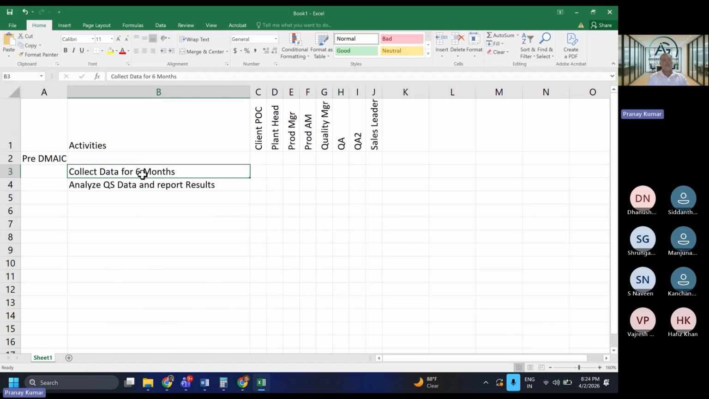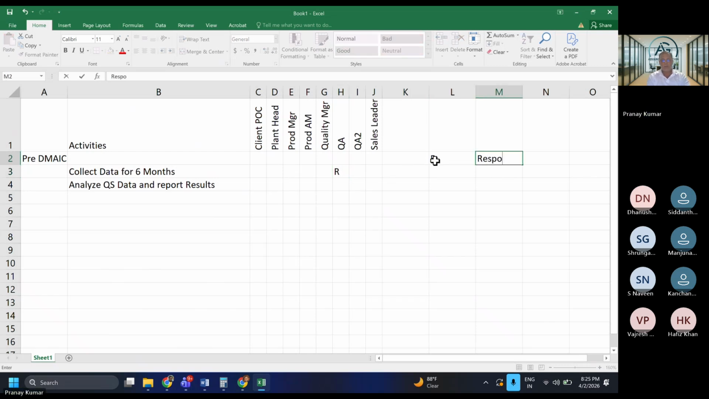So when I'm looking at collecting data, who should collect data? Let's say I am holding this person responsible. R here is responsible. A is accountable. C is consulted. I is informed.